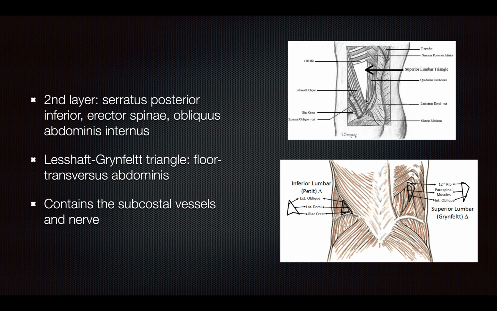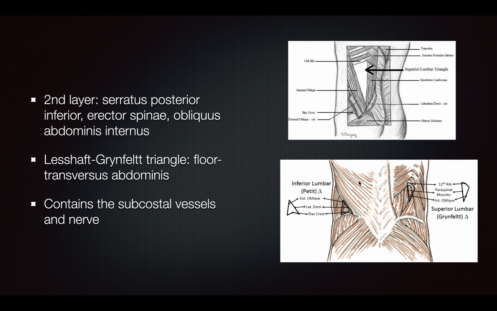Here it's cut, you see here. And here is also the latissimus dorsi, so that will also cover this triangle. This triangle is also a notable triangle because hernias can also occur through this triangle. And it contains the subcostal vessels and the nerve.